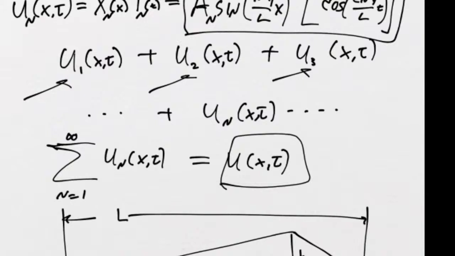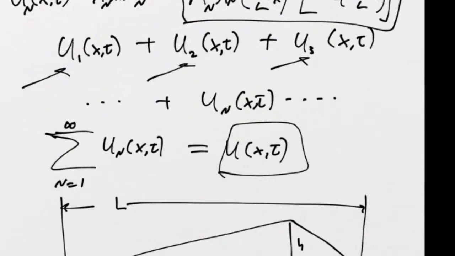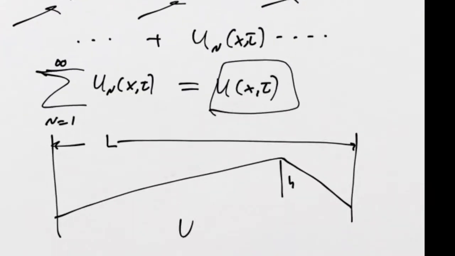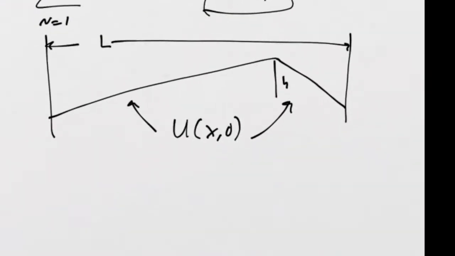Those constants and that sum have to add up in such a way that u of x at 0 is equal to this shape right here. So we have to describe that shape. And what's the mathematical description of that shape? Well, the shape has a constant slope here. It's a very simple shape, so that's lucky. That's helpful for us. So this shape has a constant slope.